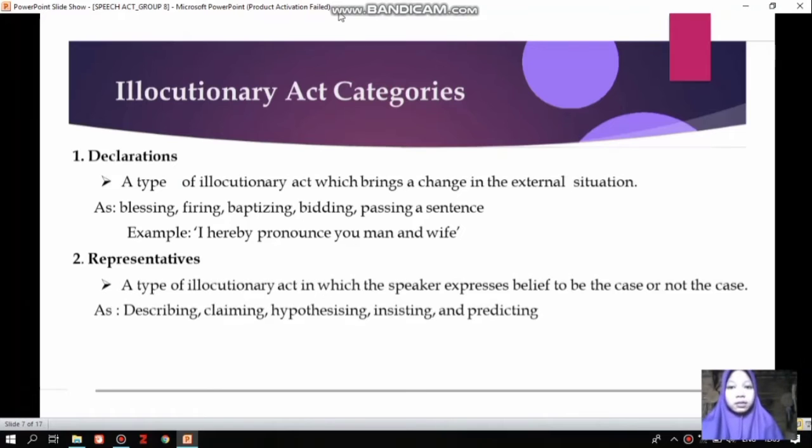Representatives is a type of illocutionary act in which the speaker expresses belief about what is the case or not the case, such as describing, claiming, hypothesizing, insisting, and predicting. The example: no one makes better pancakes than I do. And another example: the earth is flat and roses smell good.